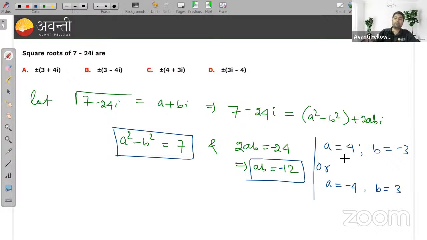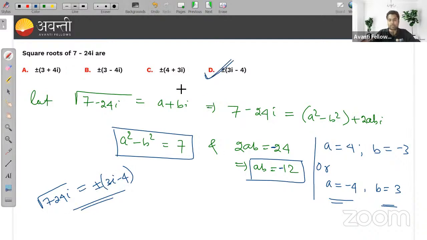If you take a is equal to 4, here you get 4 square is 16 minus 3 square is 9, that is 16 minus 9 is 7. Similarly, you can put these two values also. Then what is the square root of 7 minus 24i you are getting? The answer is the square root of 7 minus 24i is equal to plus or minus (4 minus 3i). So option D is the correct one. Is that clear to everyone? Option D is your correct answer. Clear? Okay. I hope this is clear to everyone, guys.